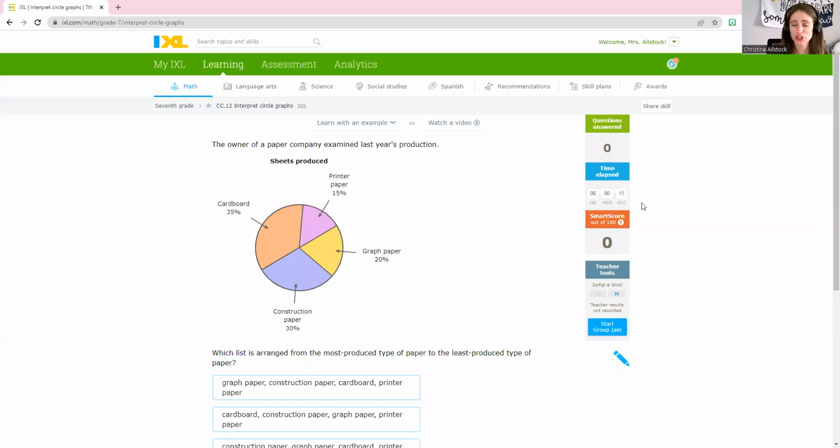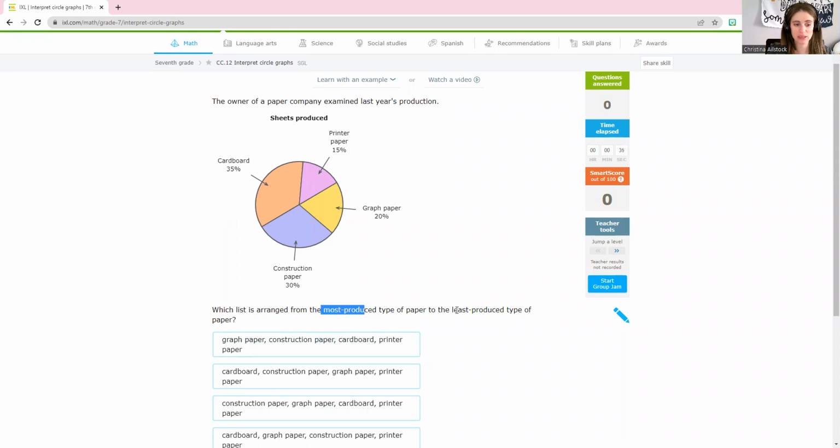All right, it is now your turn to hop on IXL and work on this assignment. So go to IXL and work on the skill of interpreting circle graphs. And just remember those few little hints to read your question very carefully to make sure that you are actually interpreting the right thing. And whenever you have questions where it's going from most to least or anything like that, just double check that you have the correct order because all of these choices look pretty similar. So take your time, you can get them right, and I know that you will rock this out.